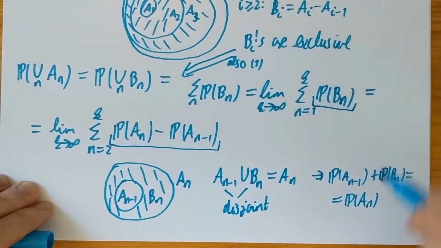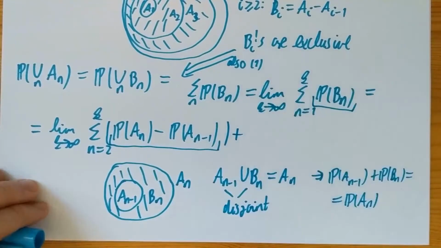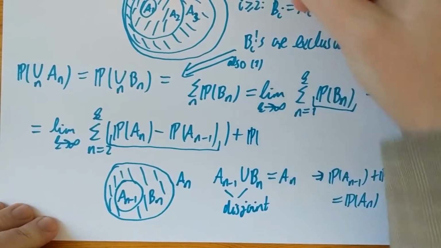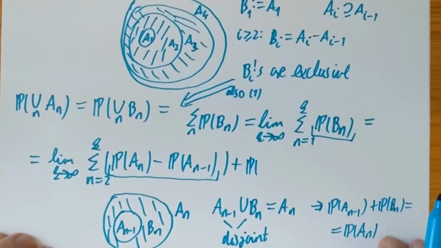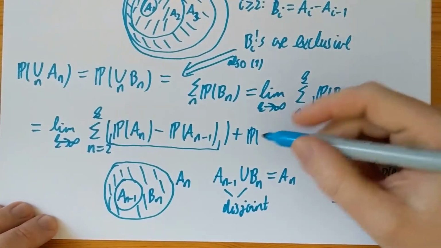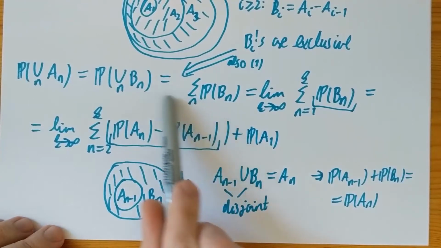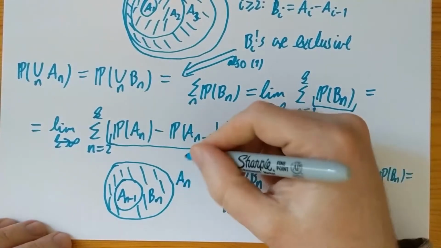So rearranging this exactly gives that. Okay? And then at the end, I still have to write the n equals 1 term, which is p of b1, but b1 is a1. So p of b1 is just p of a1 at the end here. And so now, if you start expanding what this difference means under the sum, it becomes a telescopic sum.